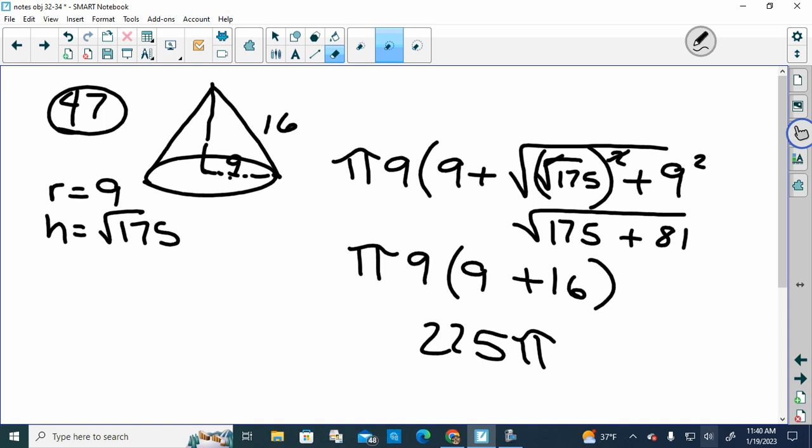So wait, why did the 9 come back? 9 plus 16, add what's in the parentheses. 9 plus 16. And then times it by 9.